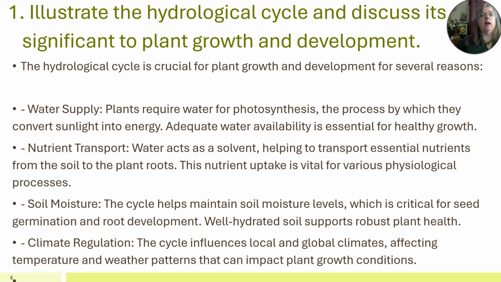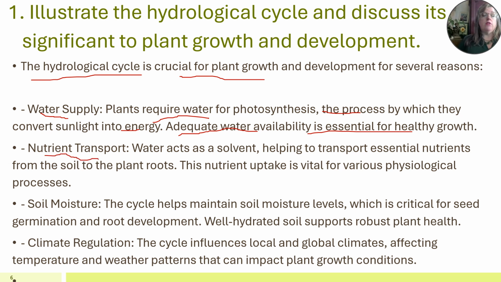So the hydrological cycle, which is the fancy word for water cycle, is crucial for plant growth and development for many reasons. First, it provides our water supply. The plants require water for photosynthesis, the process by which they convert sunlight to energy. Adequate water availability is essential for the healthy growth of the plant. Water is one of the key ingredients for photosynthesis to happen.